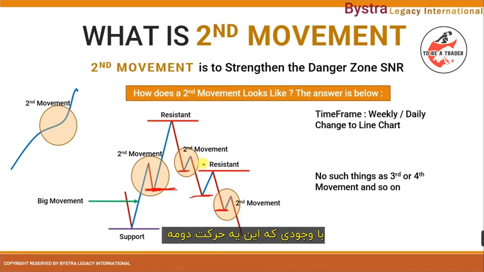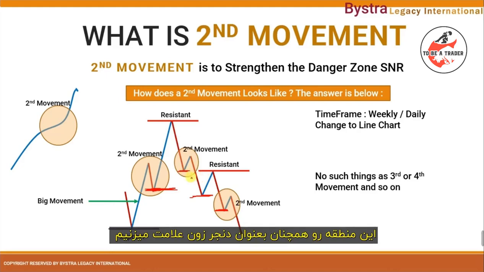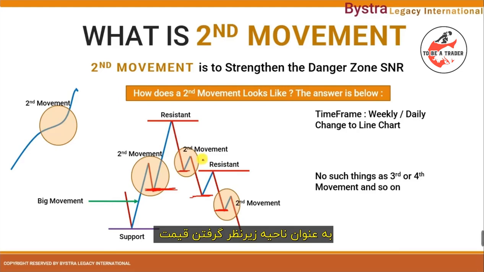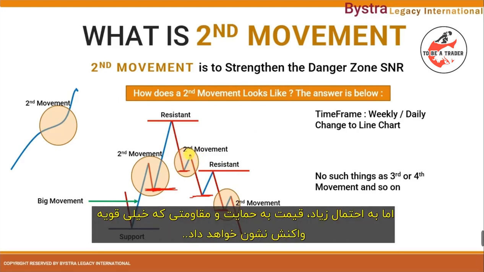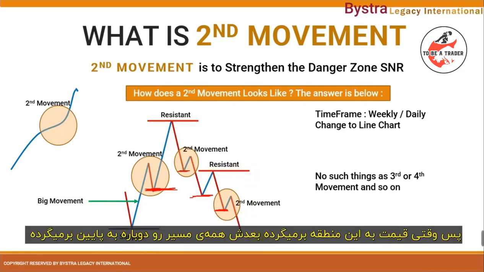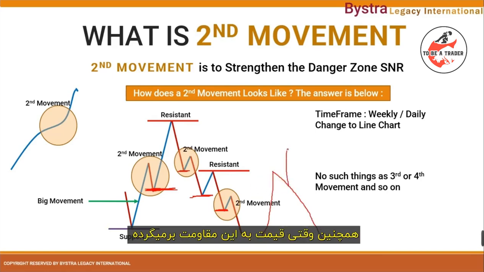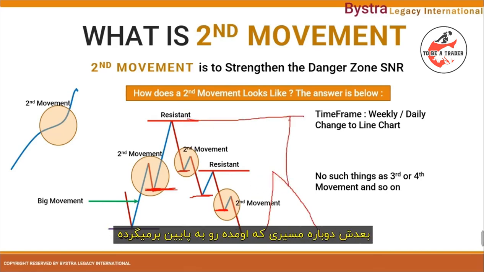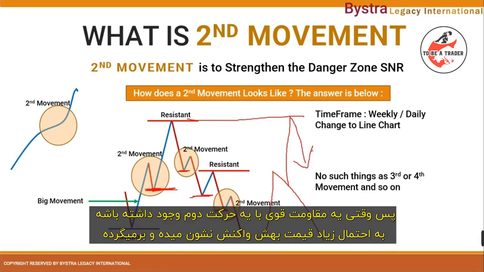Even though this is a second movement, it doesn't mean that we will ignore this area. We will still mark this as our danger zone, as a monitoring area. But most likely the price will react towards a support and resistance that is very strong when there is a second movement, normally at this area, this area, or this area. So when price comes back to this area, it will go all the way down again. Same goes when price comes back to this resistance here, and then price will go all the way down. So most likely the price will react when there is a strong resistance with a second movement.